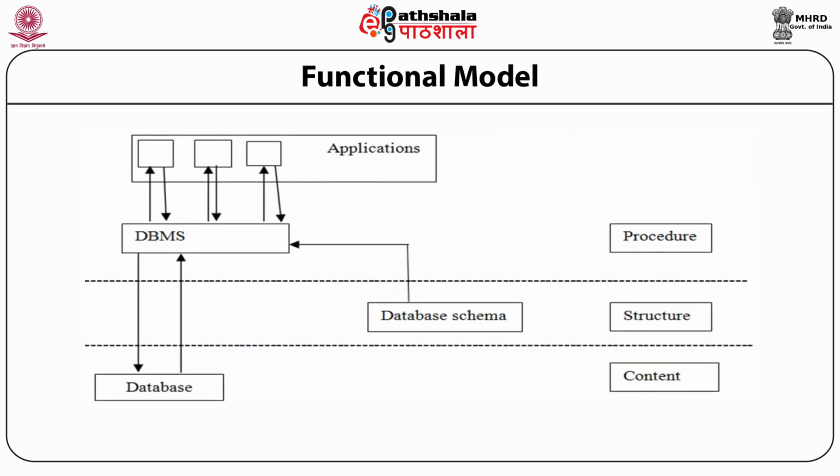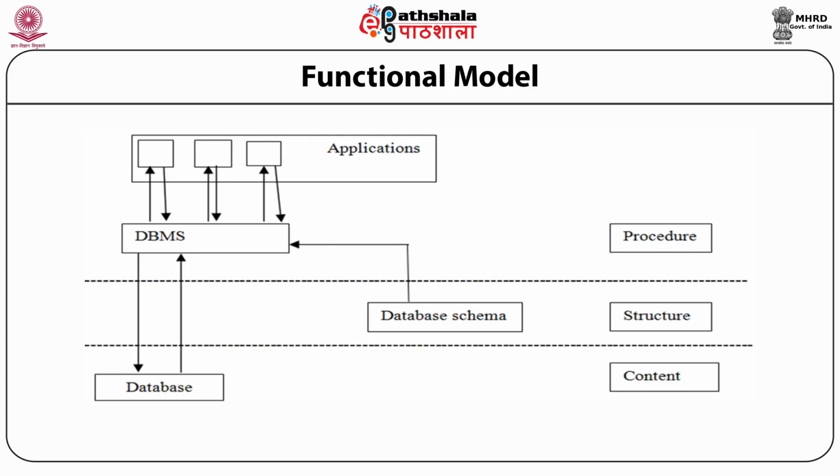Functional model. This diagram represents the functional model of a database management system. You can see different layers of a database management system. At top we have procedures. Above procedures we have different kinds of applications which can access the database management system. Below the procedures, below the database management system, we have structure.